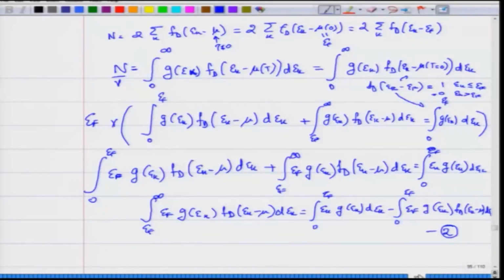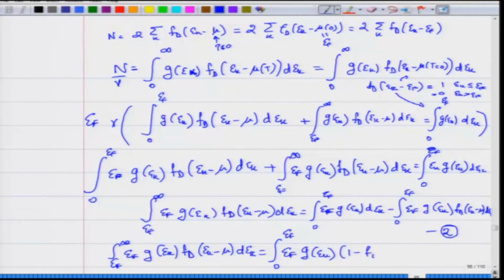Now, in the earlier lecture we had used this expression for the total number of particles and we had reached up to this expression which is shown here, and we can simplify this expression a bit further. The integral from EF to infinity of G(Ek) FD(Ek minus mu) dEk is equal to the integral from 0 to EF of G(Ek) [1 minus FD(Ek minus mu)] dEk. This is equation 2.